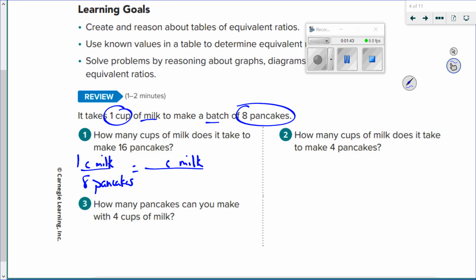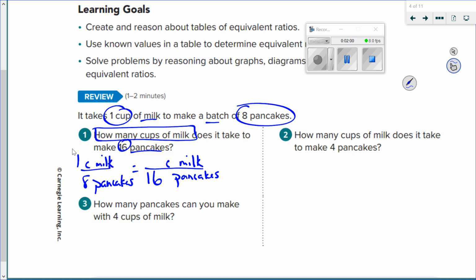Because literally all I have to do is copy down my units. They're not on your paper. You need to be getting this. On the second one, put in the number they've given me. In this case, I went to 16 pancakes. So I put a 16 here.